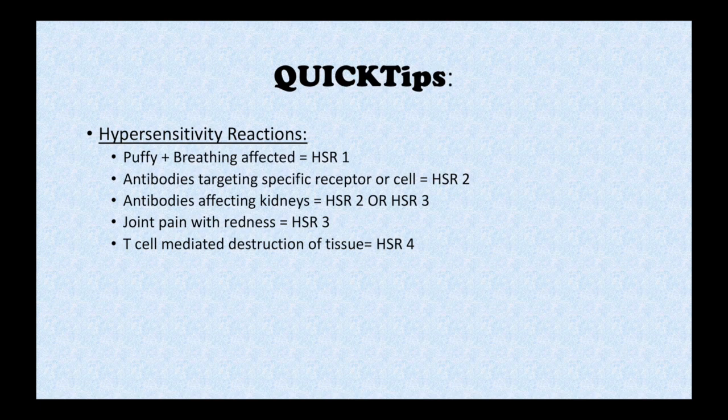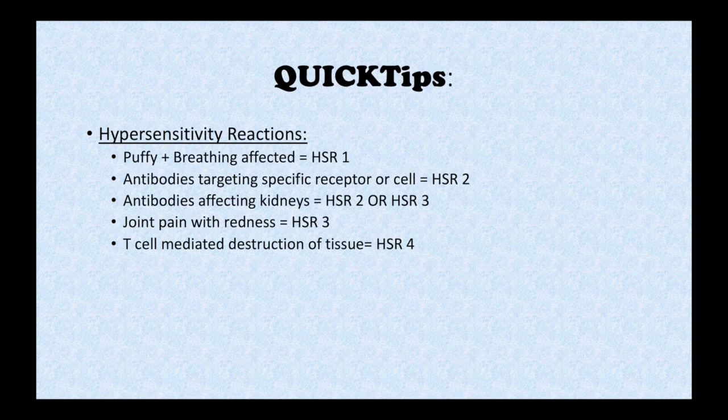If there are antibodies targeting a specific receptor or a specific cell type, it is a type 2 hypersensitivity reaction. If there are autoimmune antibodies affecting the kidneys, it can be either a type 2 or a type 3 hypersensitivity reaction. A way in which you can differentiate between type 2 and type 3 is that if it's post-infectious or there is joint pain with redness, you want to think of a serum sickness-like condition, which is a hallmark type 3 hypersensitivity reaction.